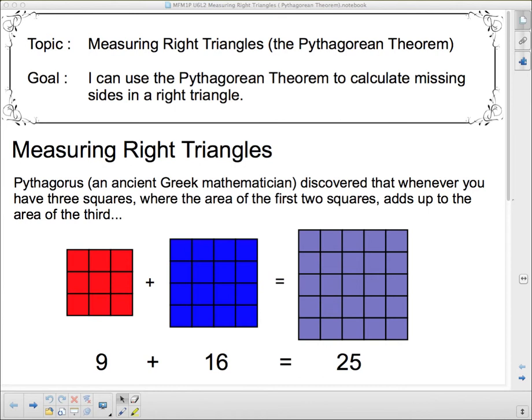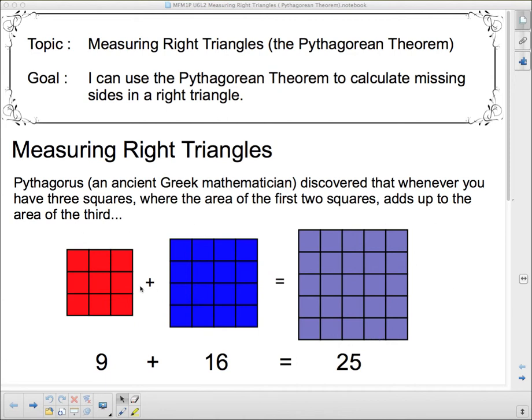So, measuring right triangles. Pythagoras, who discovered it, was an ancient Greek mathematician. He discovered that whenever you have three squares, where the area of the first two, so here I have a square that is 9 square units, and here is a square that's 16 square units, together they make up a square that's 25 square units.